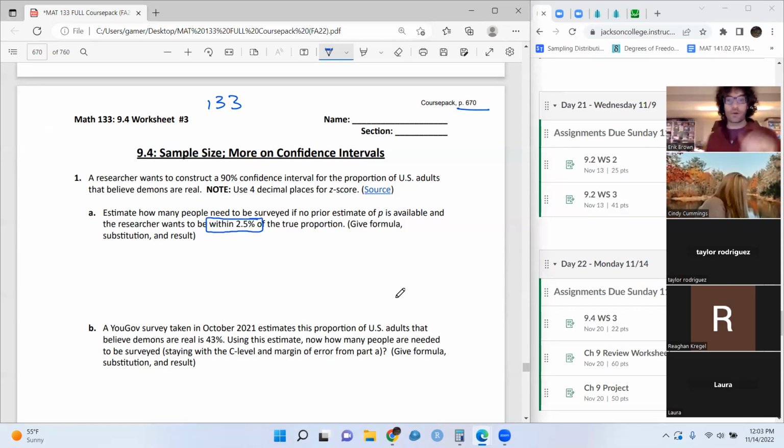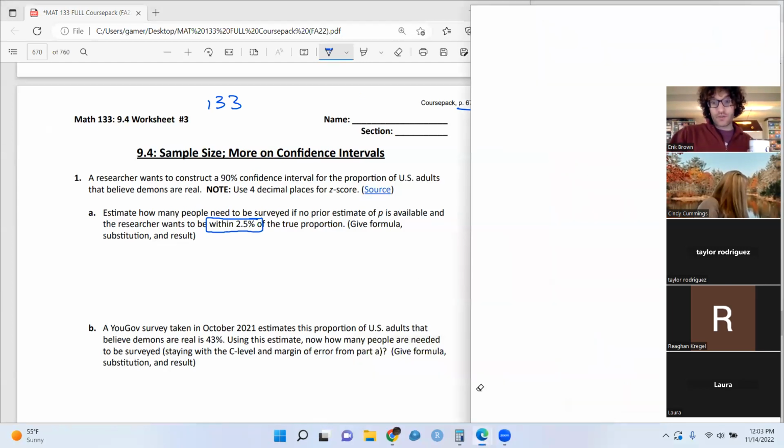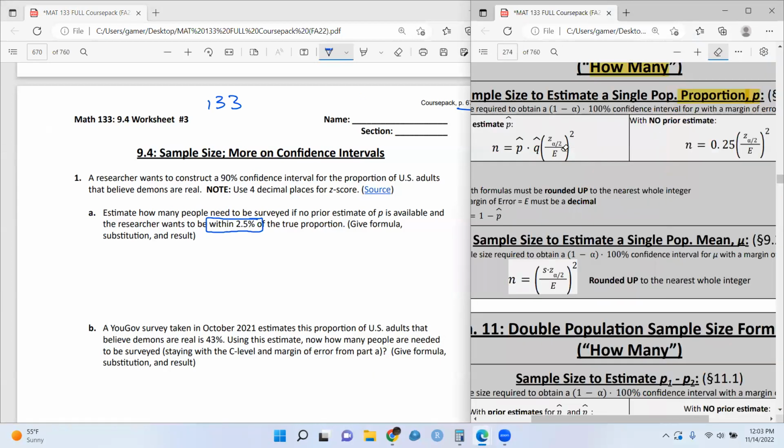Now, if you heard Laura, because it's a percent, you got to convert it to a decimal. That's the one thing that I've seen students get caught on with the proportions. This E in the denominator is always given to you. It's often given to you in percent form. You got to convert it to decimal form. Otherwise, you'll get ridiculously small sample sizes.